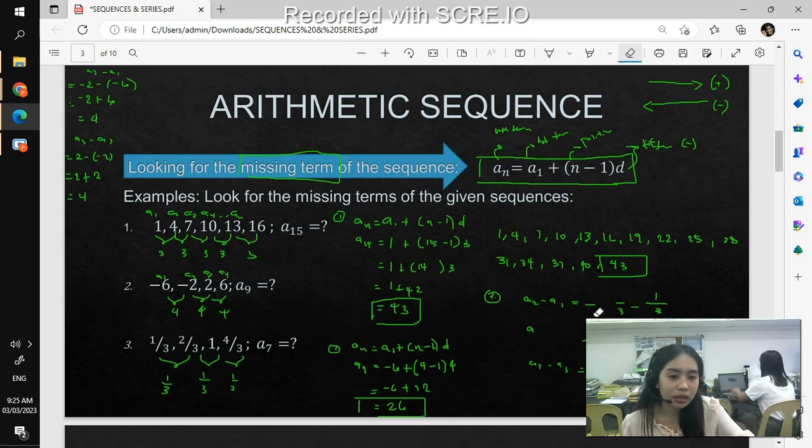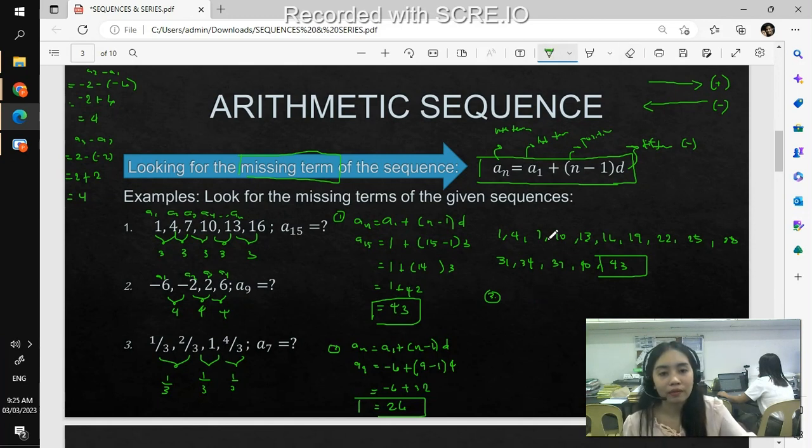Now, we are free to use the formula above. Okay, let me just erase this one for a while. It might take a few seconds or a minute, probably. Okay, just give me a little time erasing these digits. I'm having a hard time actually.